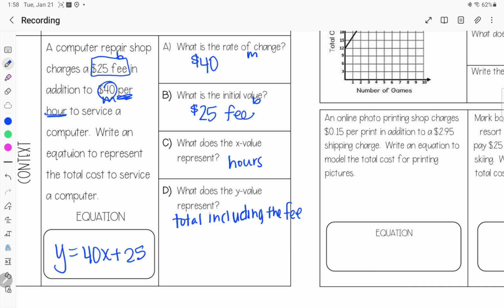Now, these letters right here can be interchangeable. They don't have to just be a y or an x. I'm paying this $40 every hour. So if I wanted, I could make that an h. So it'd be 40h. But the letter that's attached to a number is always going to be that rate of change.